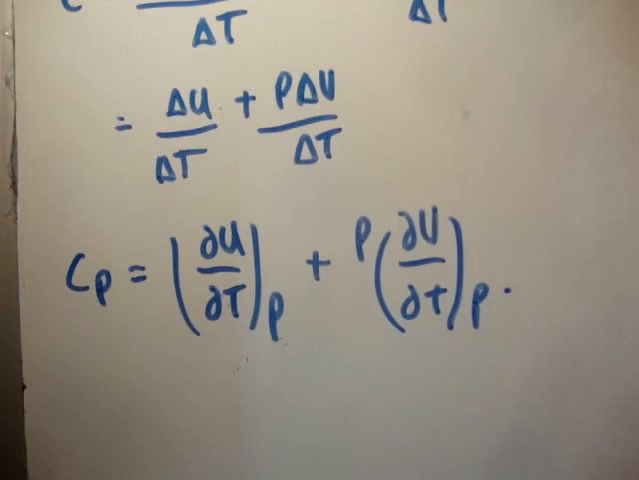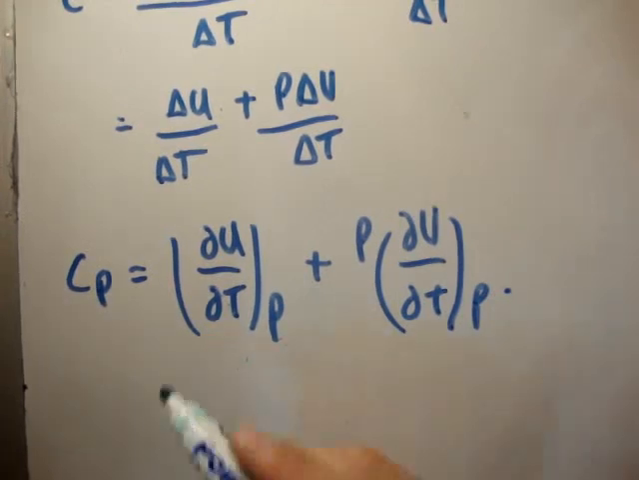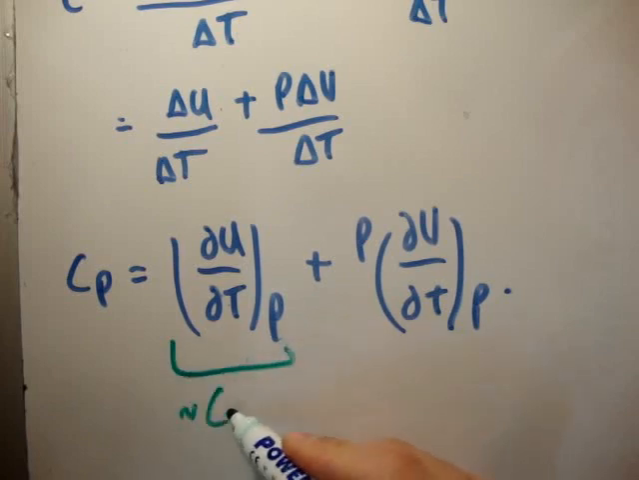Now, I'm going to tell you that although this is del U del T at constant pressure, it is actually approximately C_V.